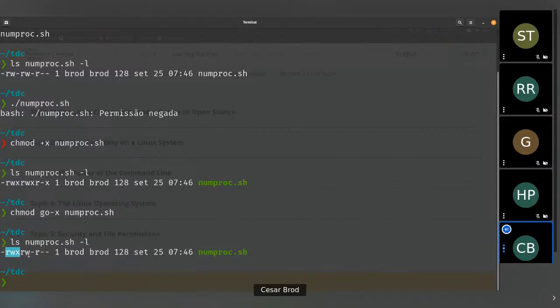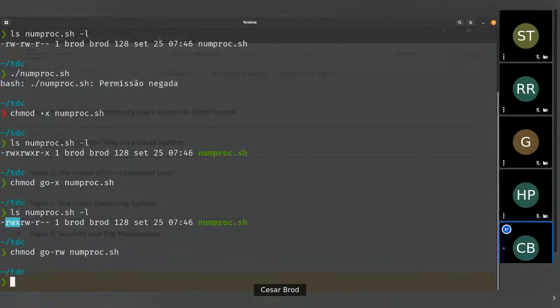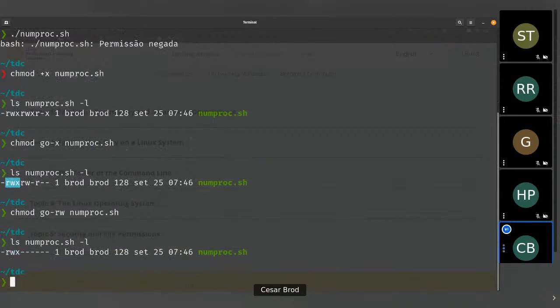But I also don't want my group and the others to read and to write. So I can do that. chmod minus read and minus write. Let's take a look at that right now. Okay, so I am the only one right now who can read, write, and execute this program. No one else can do anything else.